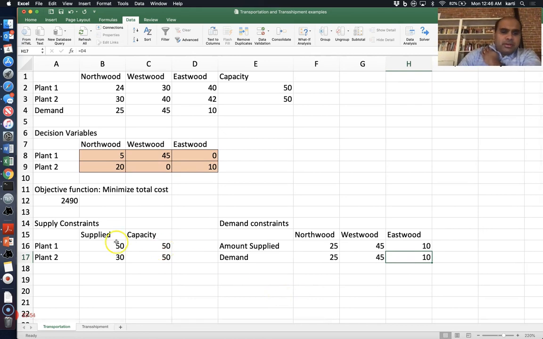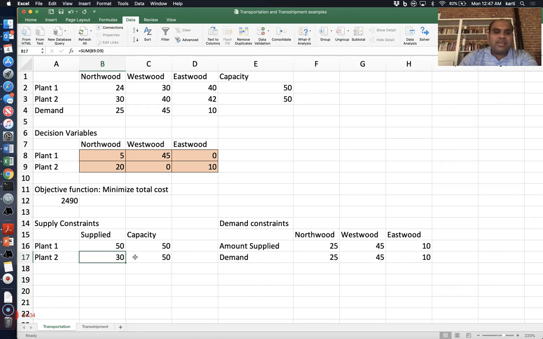But with the supply constraint, the 50 units are supplied out of plant 1, which has a capacity of 50 units. So all the capacity is used up. But plant 2's capacity is 50, but the number of units supplied by plant 2 is only 30. 20 units go to Northwood, 10 units go to Eastwood. So plant 1 supplies 50 units, 5 to Northwood, 45 to Westwood. And plant 2 supplies only 30 units, 20 to Northwood and 10 to Eastwood. Which means that it has an excess capacity of 20 units. And we knew that that was going to be there, that there was going to be some excess capacity. The question is where the excess capacity was going to be.